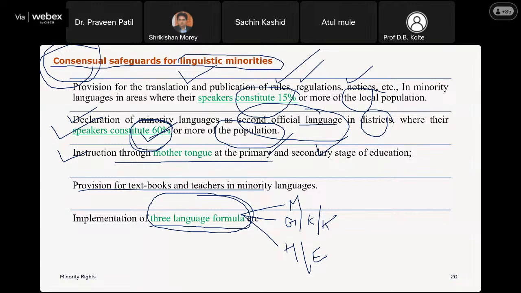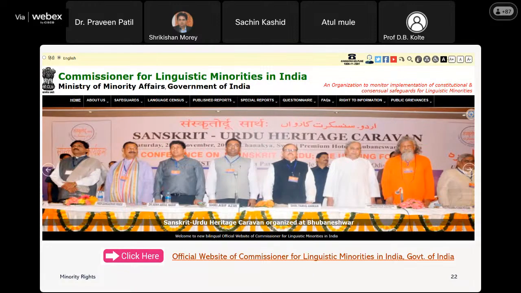These are rights which do not find any place in the statute books. They are not even part of the constitution, but they are part of agreements that the states have entered into in order to protect the rights of each other, right? As I said, you could go to this particular website, maintained by the government of India. There is a Commissioner for Linguistic Minorities in India, and as you click on this website, you will find much more detail than what I spoke of here.